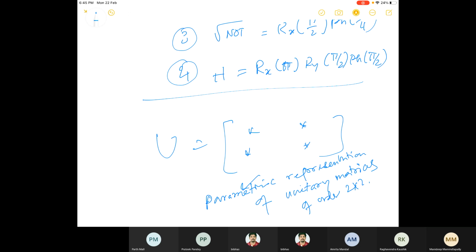Next day we'll start talking about some more gates, which are the quantum version of the controlled NOT gate, Fredkin gate, and Toffoli gate. And then possibly we'll talk about more.